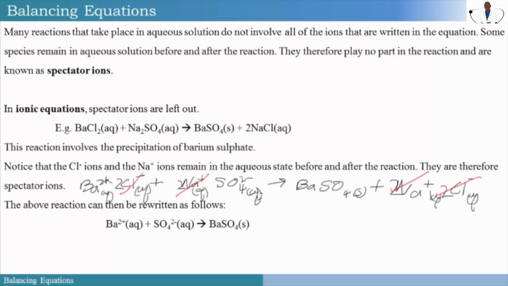Sulfate ion aqueous here. Over here, the state changes to solid. Therefore, this ion took part in the reaction in forming barium sulfate solid, so we cannot remove it. And then we will now write the equation Ba2+ plus SO4 2- aqueous to form the barium sulfate solid. And this is our ionic equation for this molecular equation.